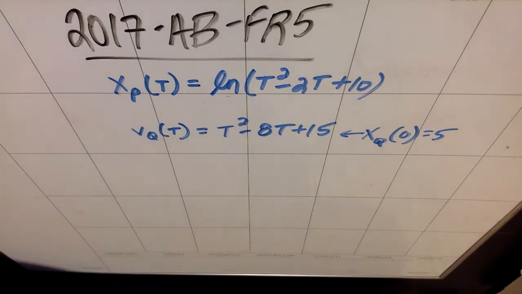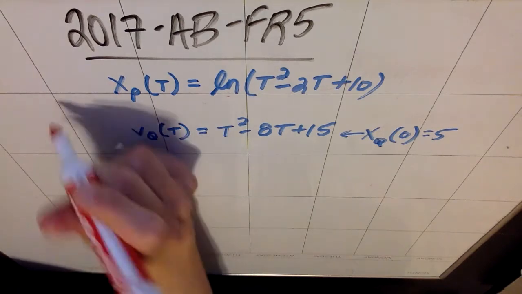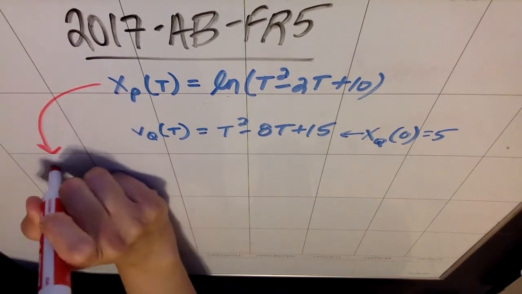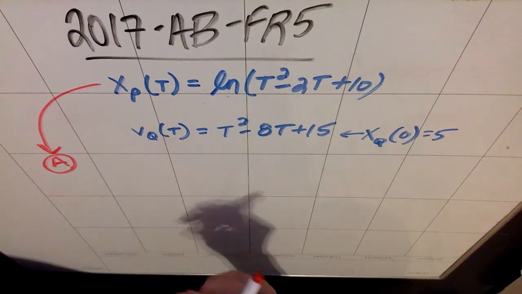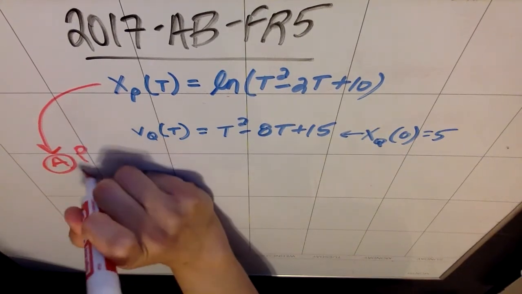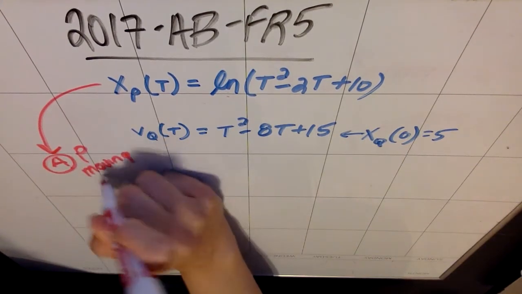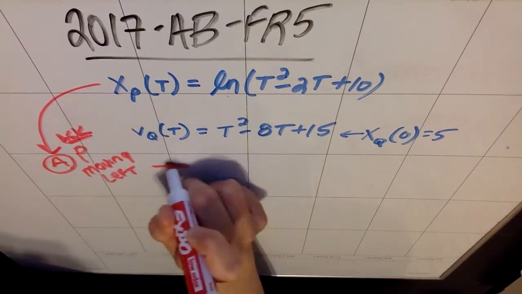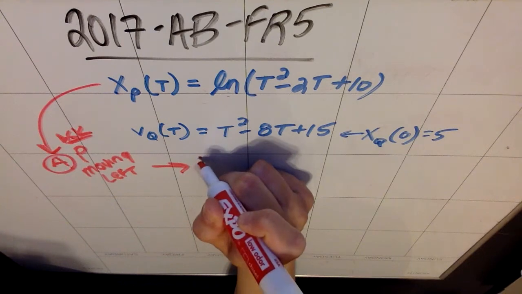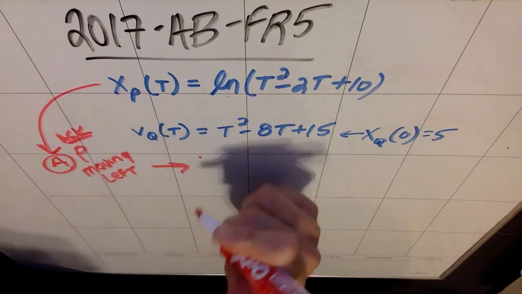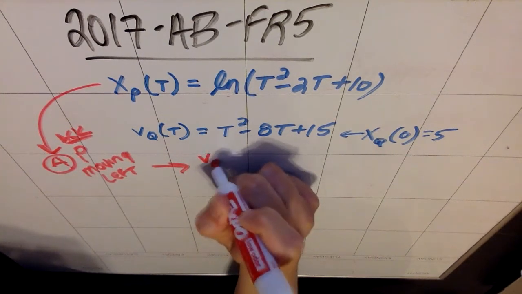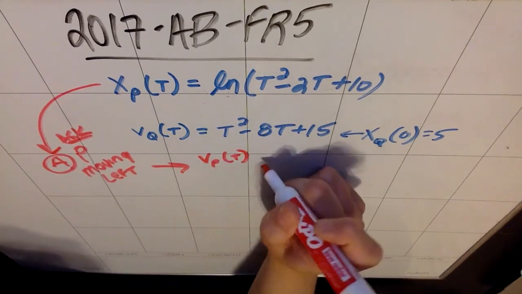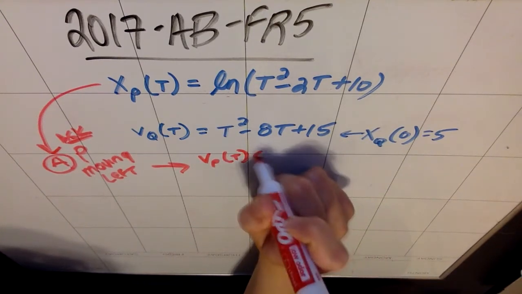Okay, so moving left, the first thing we have to do, we know we're talking about particle P, and they do kind of trick you a little by throwing you information about both, right? So if we want to know when P is moving left, that's the ask. Let's translate that to what that means mathematically. That means that if P is moving left, the velocity of P, vp of t, is less than 0.